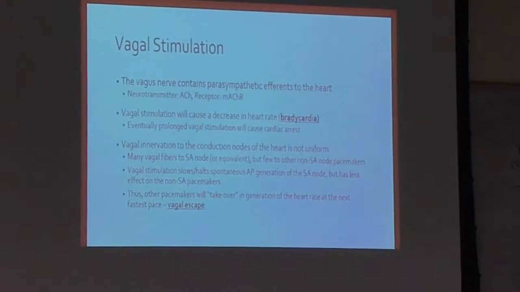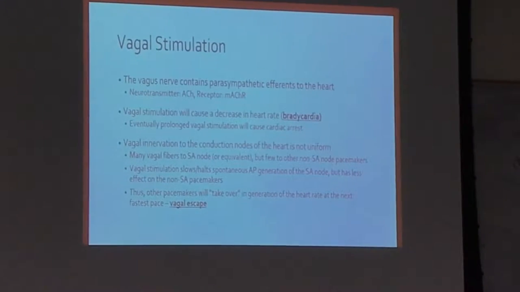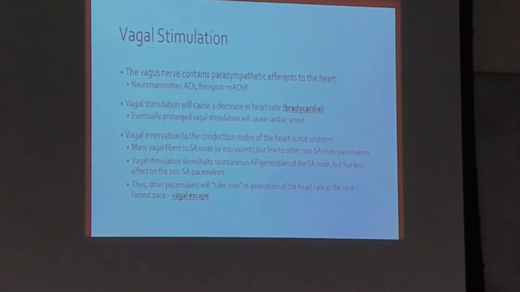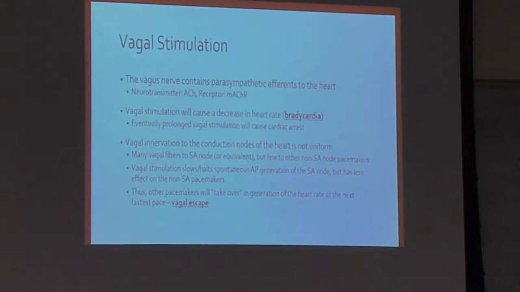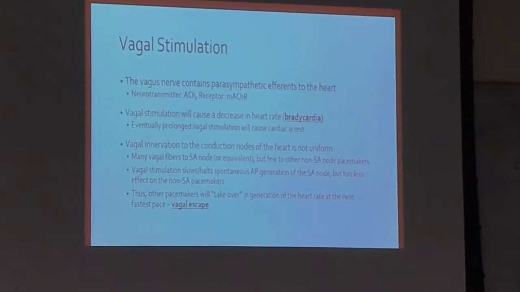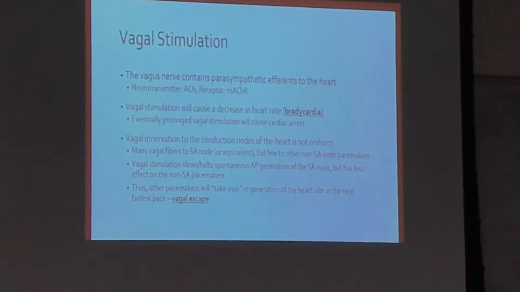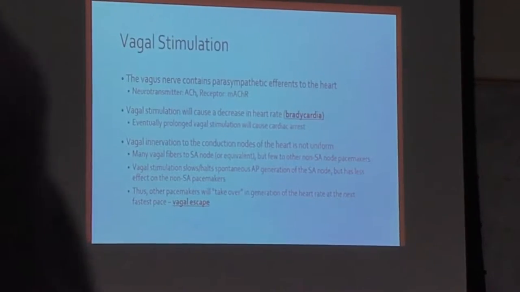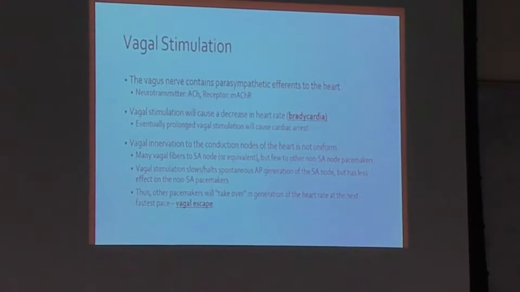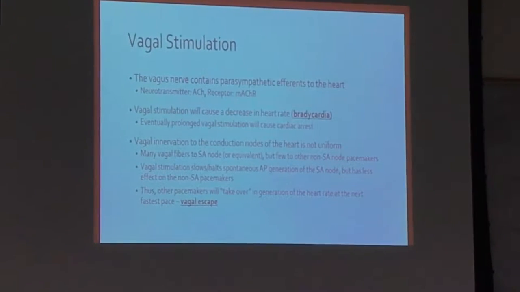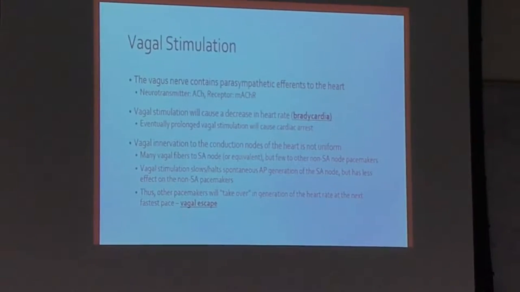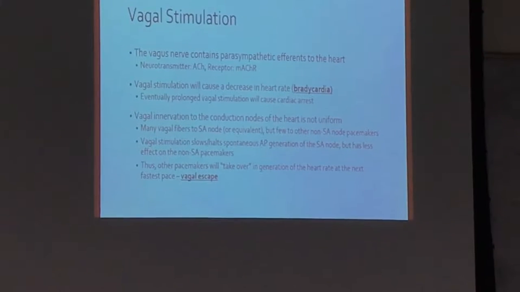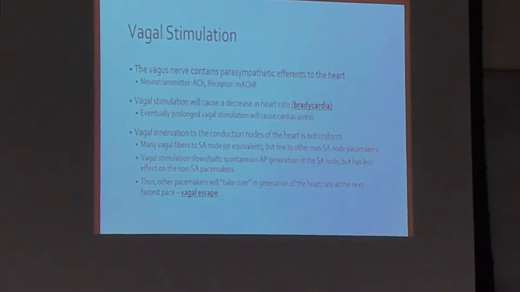Okay, the vagus nerve carries the parasympathetic innervation to the heart. Your neurotransmitter is acetylcholine, and we're going to stimulate the vagus nerve, which will give us bradycardia, a decrease in the heart rate. The vagal innervation to the conduction nodes of the heart is not uniform. Many vagal fibers go to the SA node, but few go elsewhere. So the vagal stimulation is going to stop or slow down our heart. But then, like I said, eventually other pacemakers are going to take over. It's not going to be the same strength as your SA node, right? Because that was your fastest, strongest pacemaker cell. But your other pacemaker cells can take over.